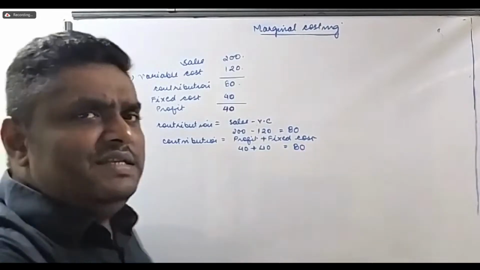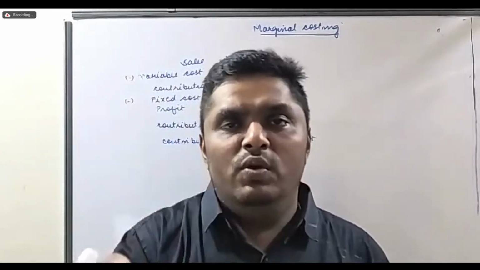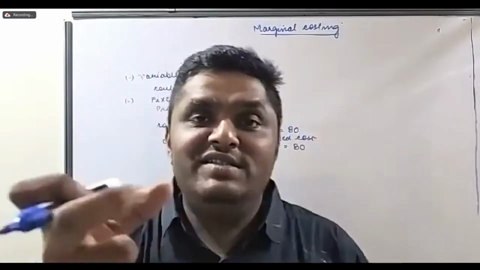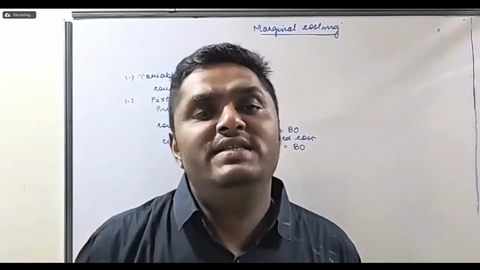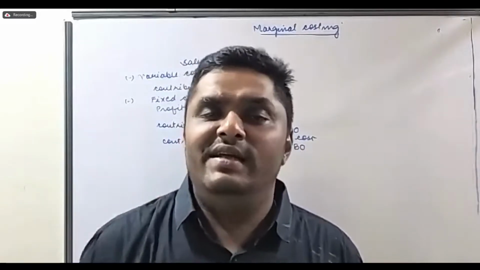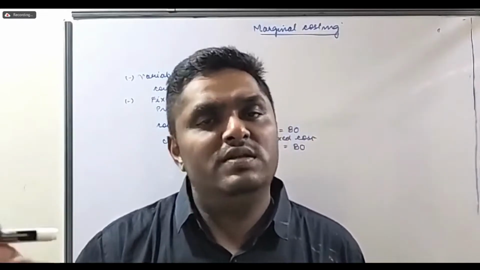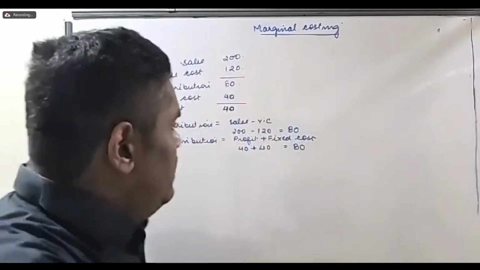So ultimately, this chapter is the easiest chapter. The point is, you should know how to do adjustments. It's a very simple chapter. If you know how to make adjustments, plus, minus, that's it. This is all about this chapter: sales, variable cost, contribution, fixed cost, and profit.